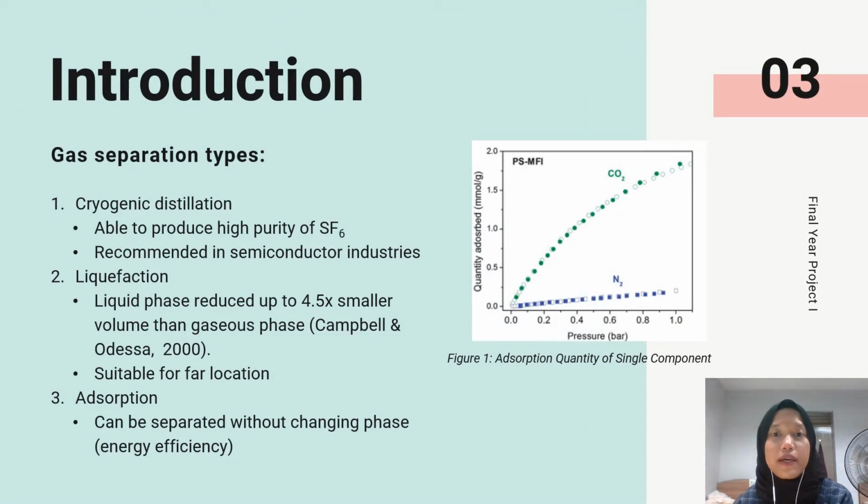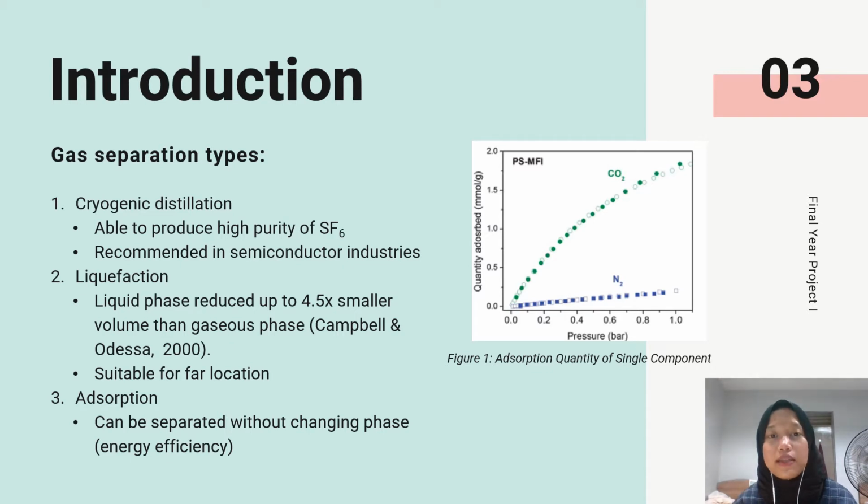Alright, so for the first part, I'll be explaining the introduction of this project. In gas separation, there are a few ways to separate gases, which are cryogenic distillation, liquefaction, and also adsorption. Let me explain them one by one. The first one is cryogenic distillation. It is a process where the gas mixture is cooled down, where the components reach their low boiling points and undergo distillation at low temperature. By using this method, it is able to produce a high purity of SF6, sulfur hexafluoride, which is also known as ultra-pure, and is usually applicable in semiconductor industries.